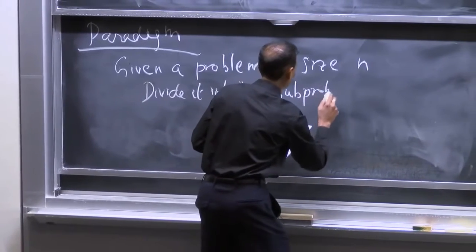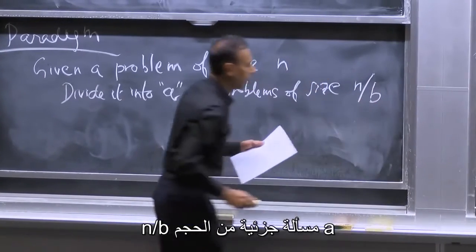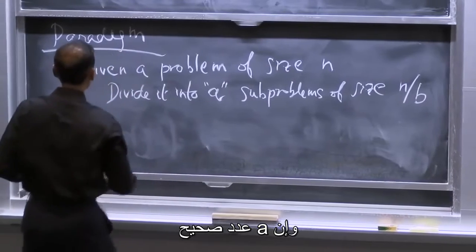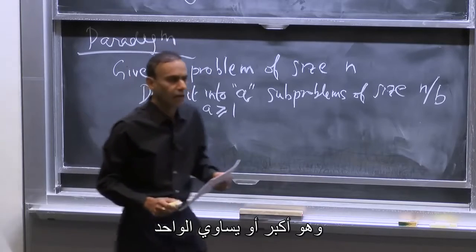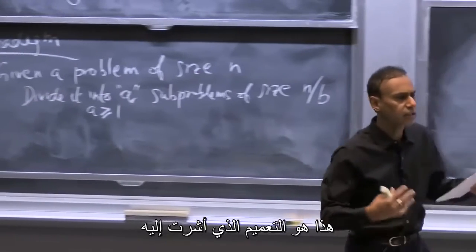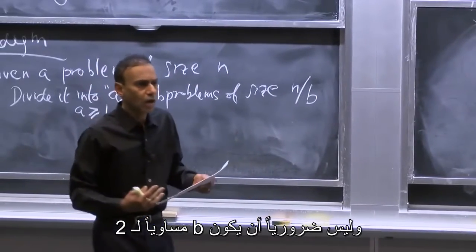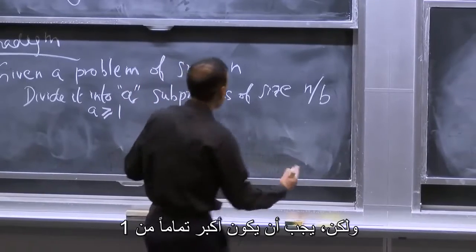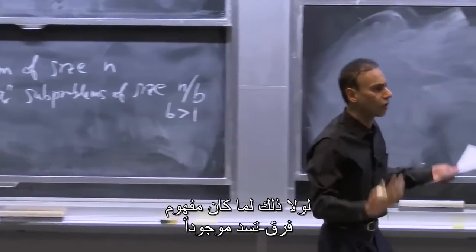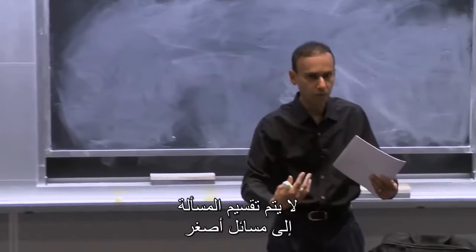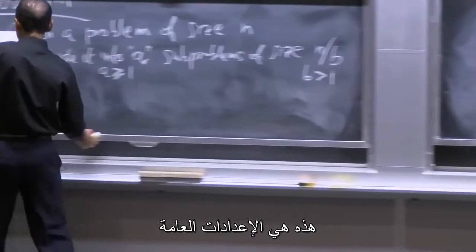A subproblems of size n over b. And here, A is an integer, and A is going to be greater than or equal to 1. It could be 2, it could be 3, it could be 4. This is the generalization I alluded to. And B does not have to be 2 or even an integer, but it has to be strictly greater than 1. Otherwise, there's no notion of divide and conquer. You're not breaking things up into smaller problems. So B should be strictly greater than 1. Right? So that's the general setting.